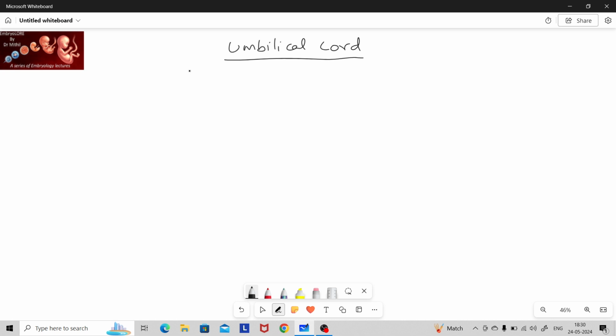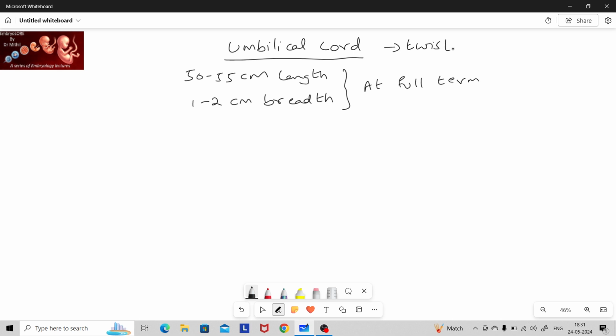Its usual length is about 50 to 55 centimeters, and 1 to 2 centimeters is the breadth. These are the measurements at full term. This is a twisted cord-like structure, by which the fetus is attached to the mother.